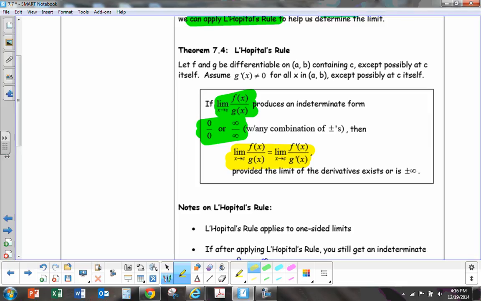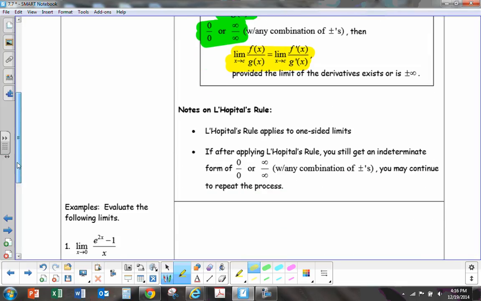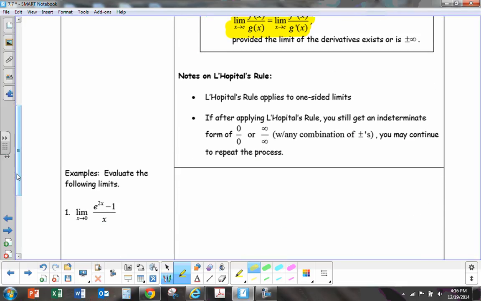That's interesting to think about. If I want to take the limit of a fraction, and it's in 0 over 0 or infinity over infinity form, it turns out that I can just differentiate the top of the fraction, differentiate the bottom of the fraction, and try to take that limit. I don't even need quotient rule. I'm not differentiating the whole fraction. I'm just differentiating the top and differentiating the bottom. L'Hopital's rule does apply to one-sided limits.